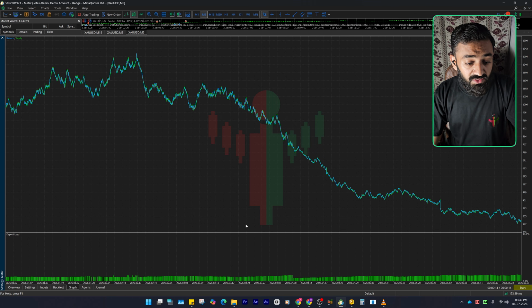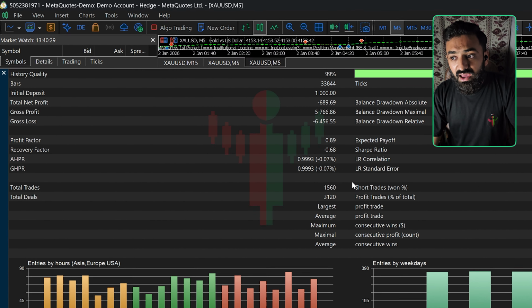So finally the backtest process is completed, and let's move here to the backtest tab. Here you can see everything in detail.